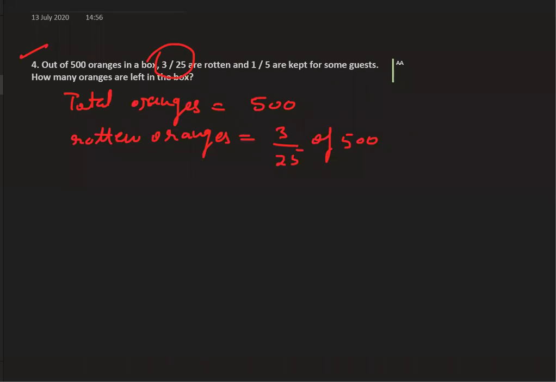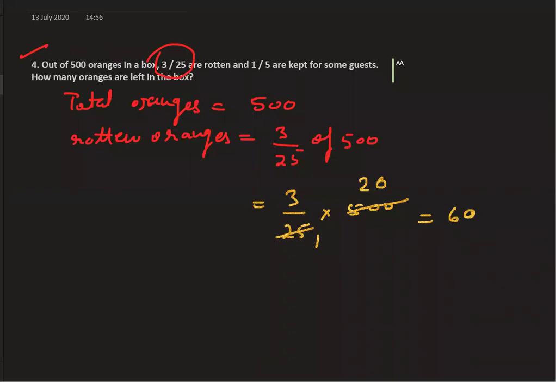Okay. So 3 upon 25 of the total oranges. तो हमें फाइंड करना होगा कि भाई कितने oranges rotten हैं. ध्यान रहे ये फ्रैक्शन है, इतने ऑरेंजेस rotten नहीं है. You have to find the number of rotten oranges. And how are you going to find? Just multiply 3 upon 25 by 500. 25 ones are 25 and 25 twos are 50 and 1 0 as it is. So 3 twos are 6, 3 into 20 is 60. So 60 oranges are rotten.